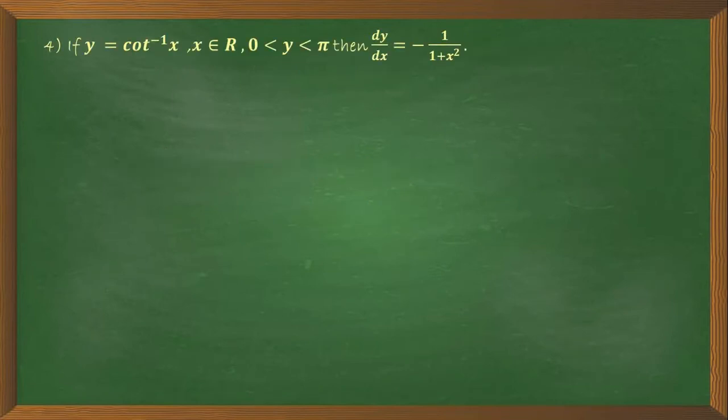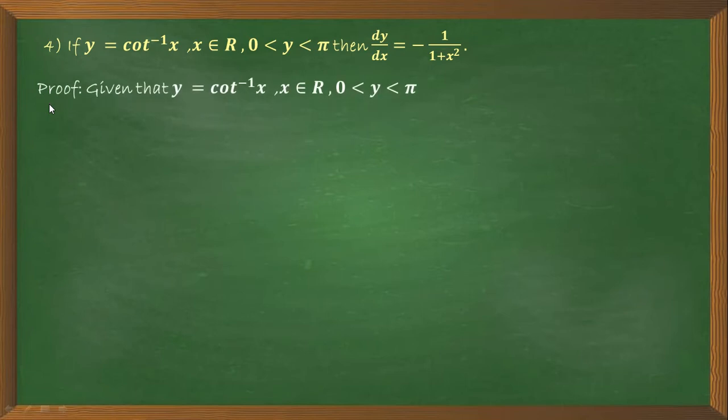First, see here, if y is equal to cot inverse x, where x belongs to R and 0 less than y less than pi, then dy by dx is equal to minus 1 upon 1 plus x square. This y is equal to cot inverse x is the function given, and the condition on x is x belongs to R and y lies between 0 to pi. Then we have to prove that dy by dx is equal to minus 1 upon 1 plus x square.